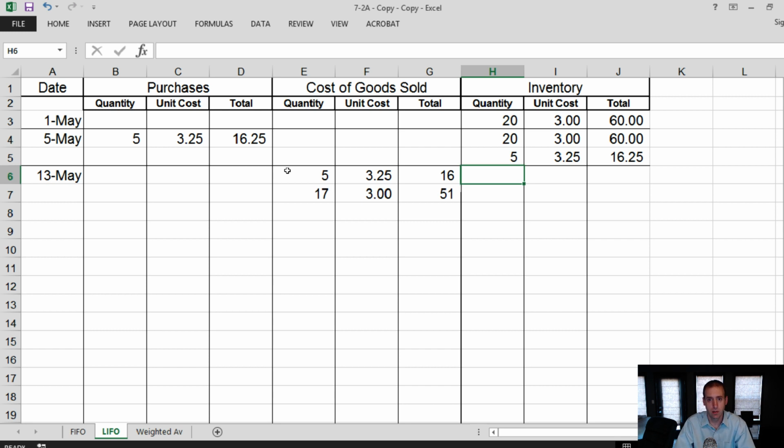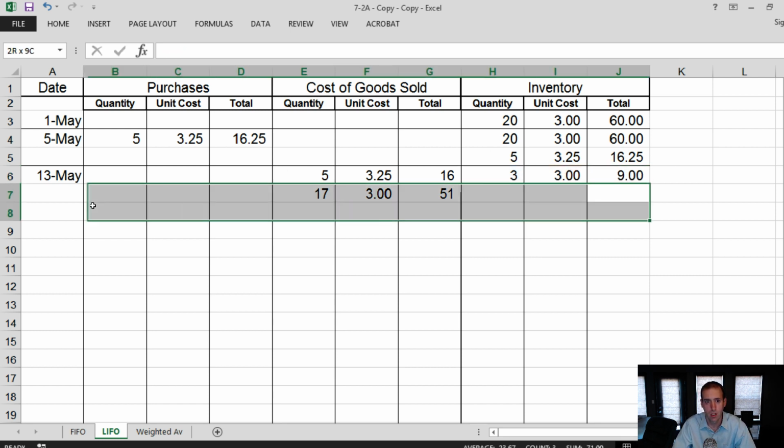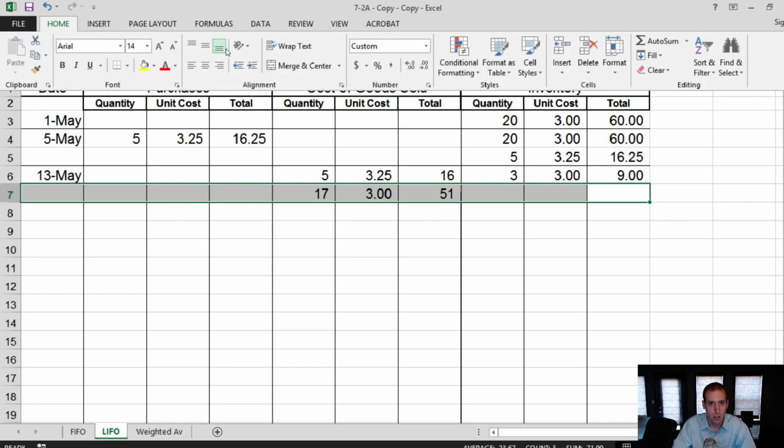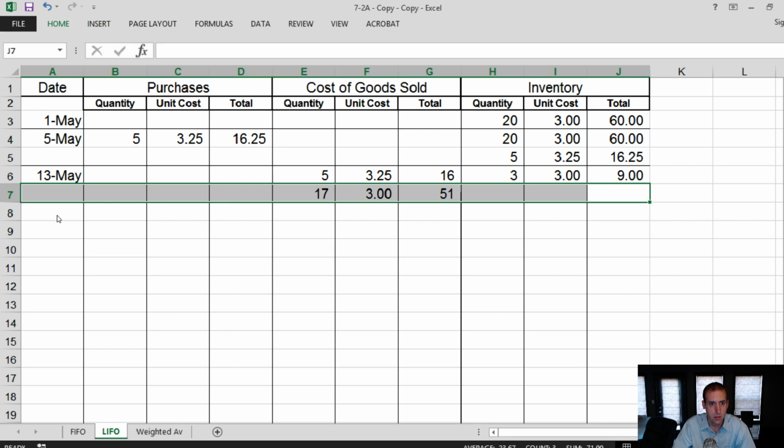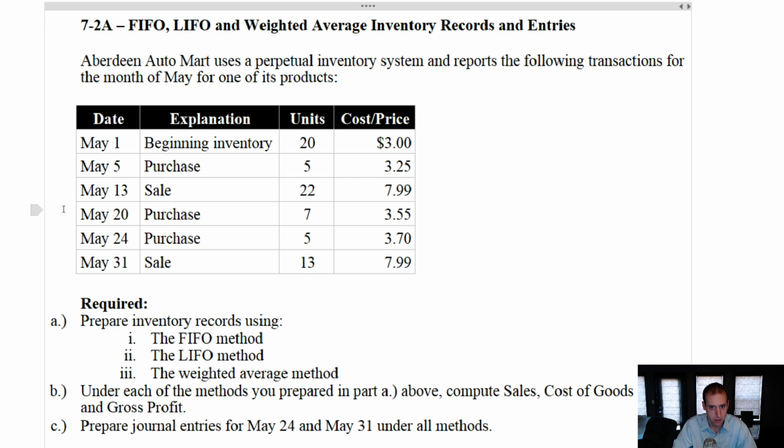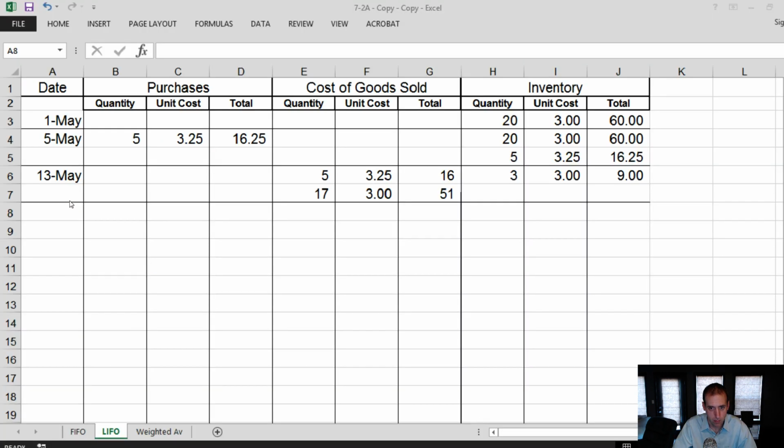Leaving us, well, if I sold 22, I had 25 in total. I sold all 5 of the 3.25 units. I sold 17 out of 20 of the $3 units. That must have left me 3 at $3. And 3 times 3 is 9. Okay, let's move along to the next one. Where is the problem? There it is.